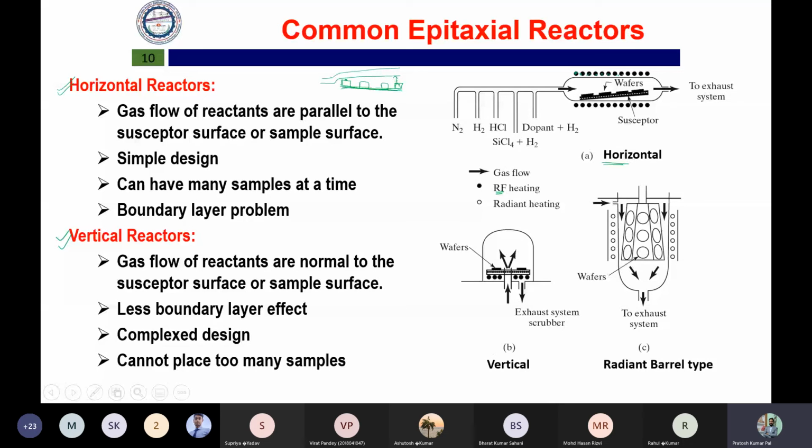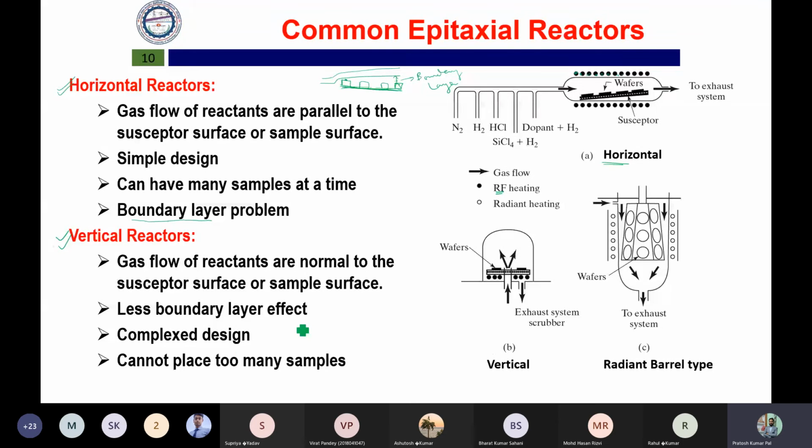Also, in the case of horizontal reactors, there will be a boundary layer problem. This is the boundary layer that we saw previously. There will be a boundary layer problem in horizontal types of reactors, but in the case of vertical reactors there will be no boundary layer problem. Also, this is complex and cannot place too many samples.